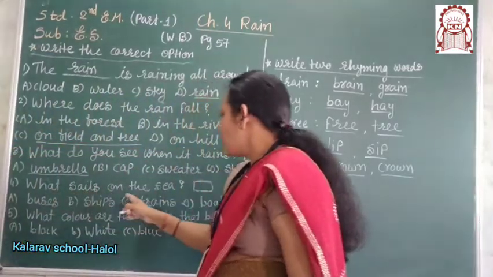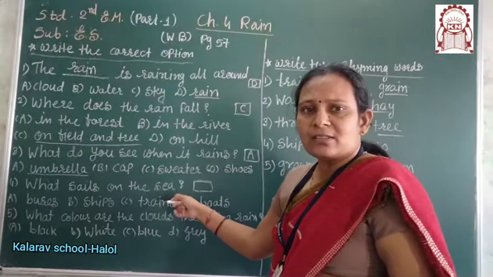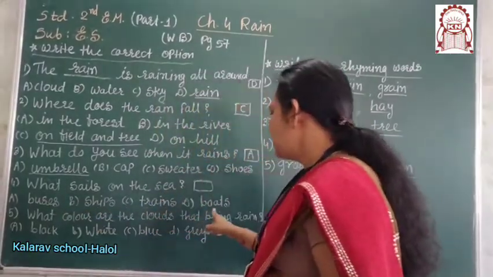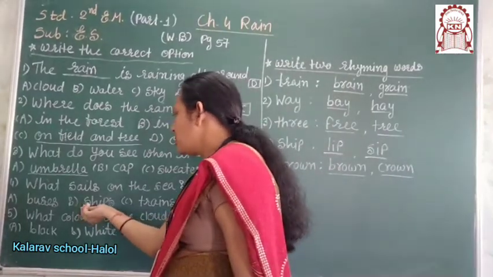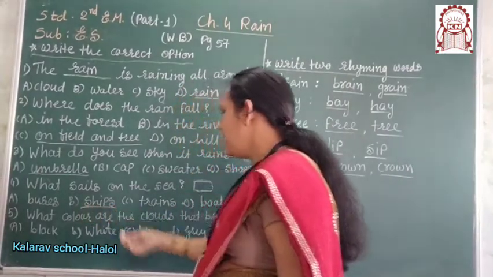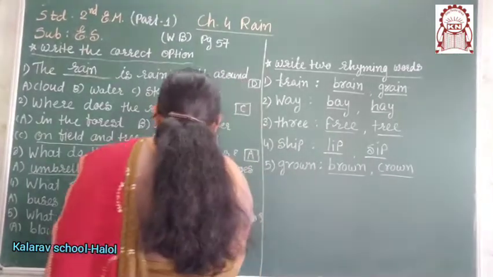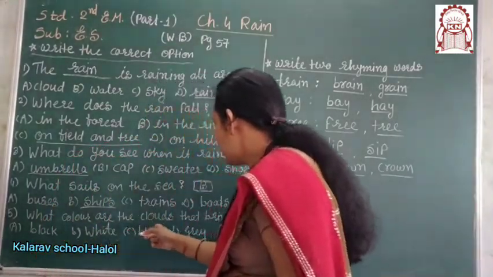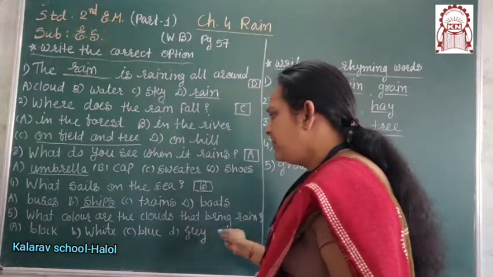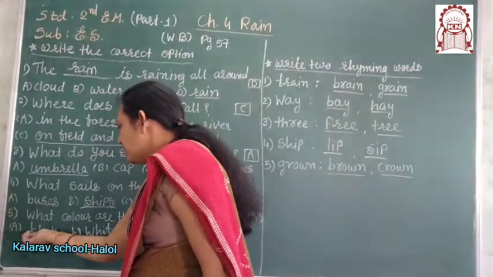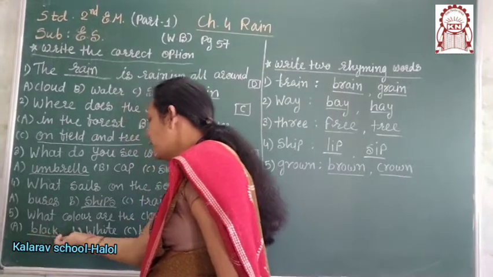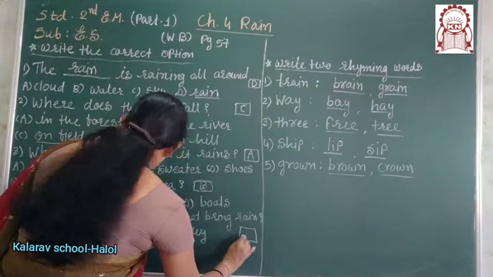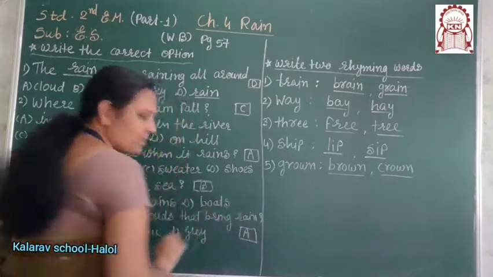Now what sails on the sea? Buses, ships, trains, boats. Then what sails on the sea? It is the ship. Write down the B option in the box. What color are the clouds that bring rain? When the clouds bring rain, it is the color black. Here, write down in the box, it is the A.